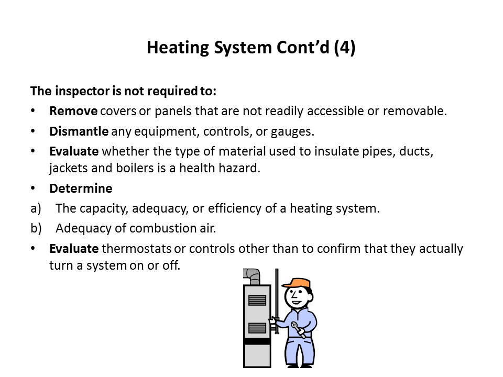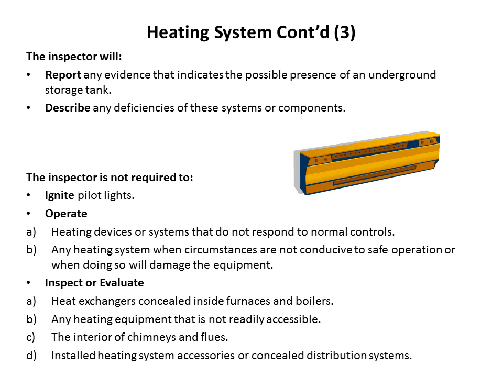The inspector is not required to remove covers or panels that are not readily accessible or removable, dismantle any equipment, controls, or gauges, evaluate whether the type of material used to insulate pipes, ducts, jackets, and boilers is a health hazard, determine the capacity, adequacy, or efficiency of a heating system, or the adequacy of combustion air. Evaluate thermostats or controls other than to confirm that they actually turn a system on or off. The inspector will report any evidence that indicates the possible presence of an underground storage tank and describe any deficiencies of these systems or components.